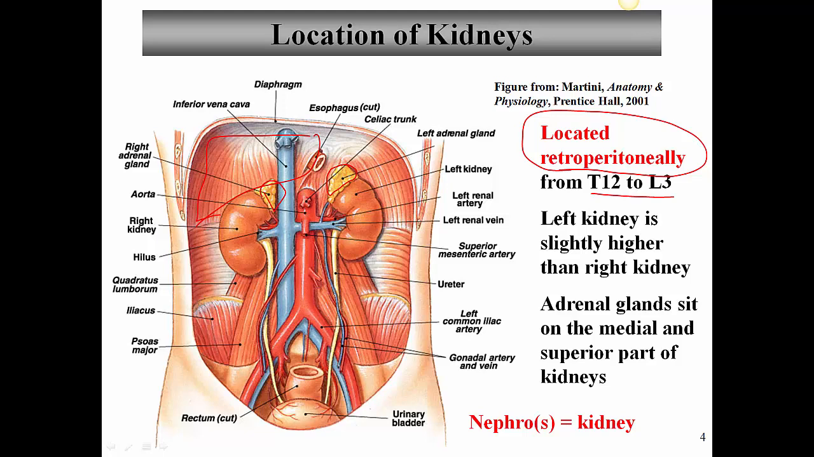You'll also notice that the ureters that we mentioned before are also retroperitoneal structures. In other words, the parietal peritoneum covers these as well. And finally on this slide, you'll notice the root word for kidney is nephro or nephros. So for example, when we talk about nephrons, these are going to be the basic units of function in the kidney. Nephritis would mean an inflammation of the kidney.